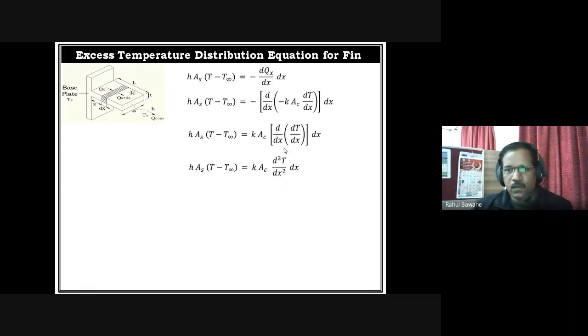Now simplifying this, on the right hand side it becomes k Ac d square T upon dx square into dx. Now rearranging, we shift the other parameters away from the temperature. So k and cross-sectional area, and dx, we shift to the left hand side, so it becomes h As, that is surface area, divided by k, thermal conductivity, Ac dx, times (T minus T infinity) equals d square T upon dx square. So we have this final form.